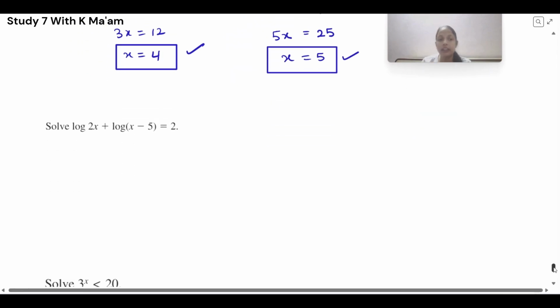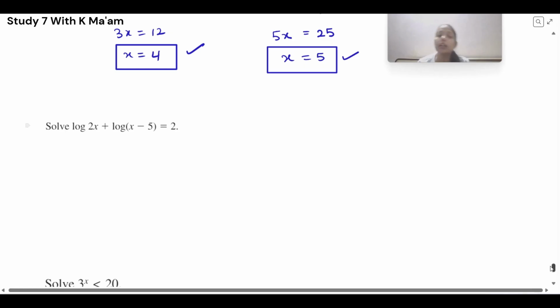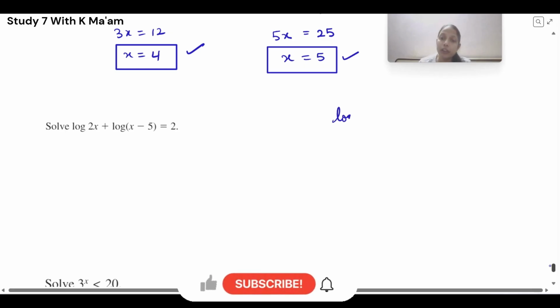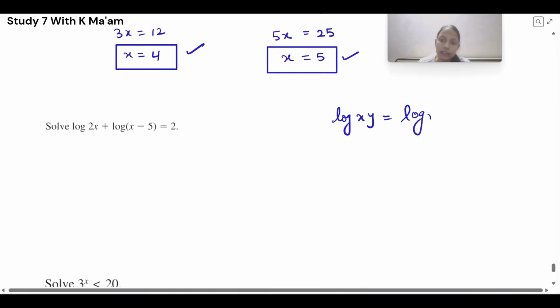Next, this question: you have a log here, but the right side is a constant. One side has 2 log terms and the other side is without log. We will convert this into a single log term using the properties of log. Here the addition property will be used: log of x times y equals log x plus log y. So let's see, log of 2x times x minus 5 equals 2.